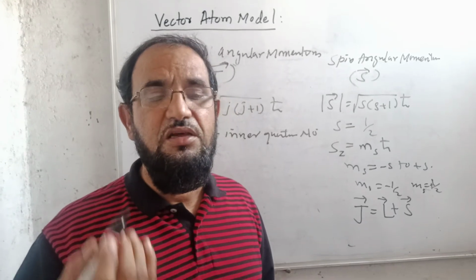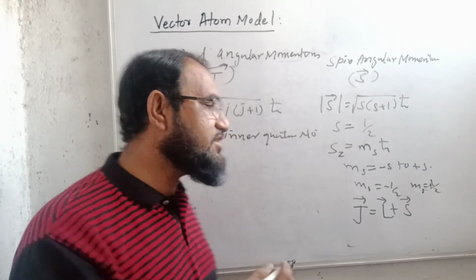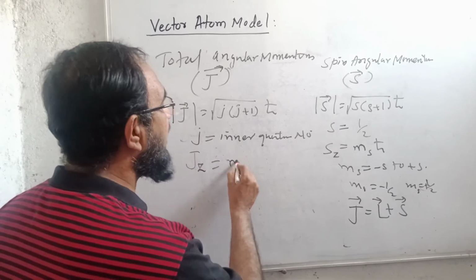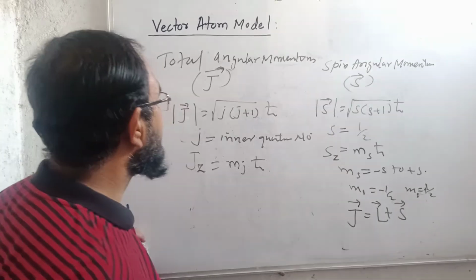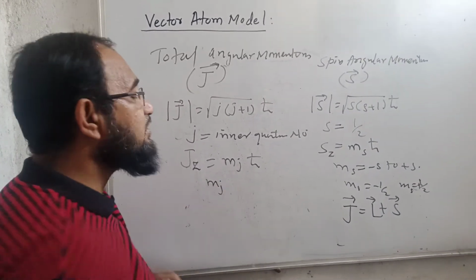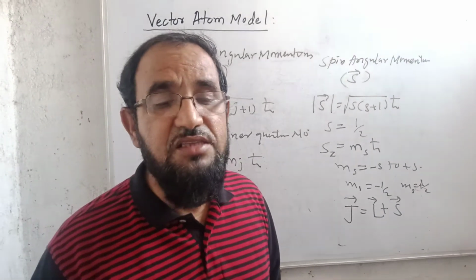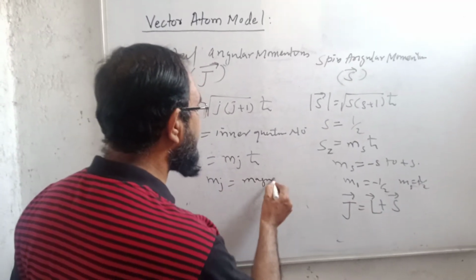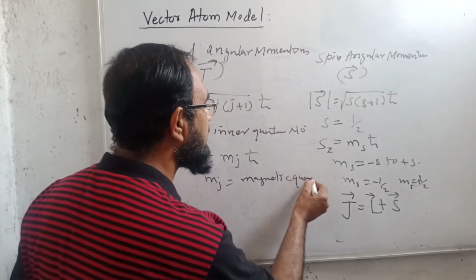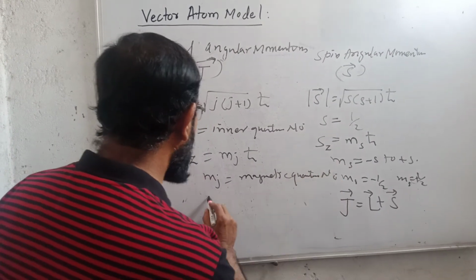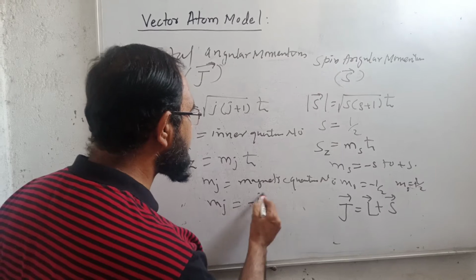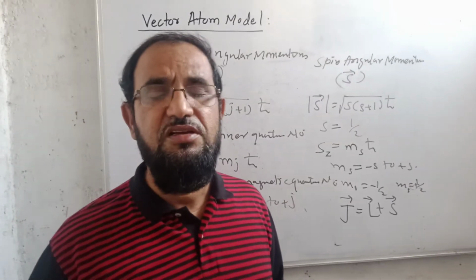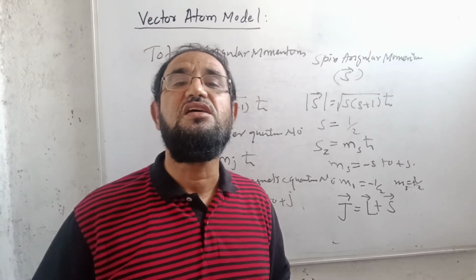The perpendicular component of this j, first we will write it as jz is equal to mj into h cross. This mj is called the magnetic quantum number. The value of mj will vary from minus j to plus j.